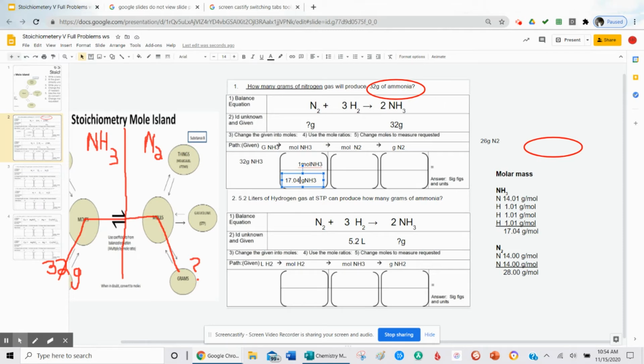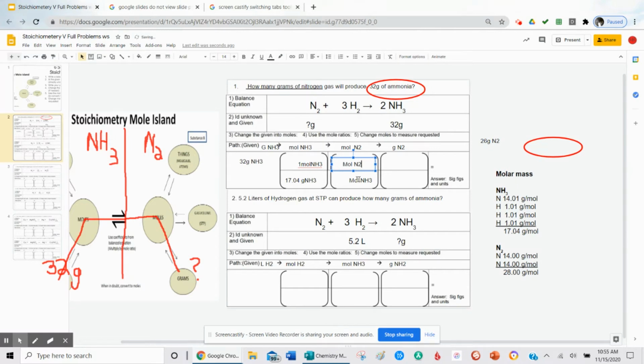So now I'm going to go to moles of nitrogen gas. So how do I get rid of moles of ammonia? I put it on the bottom. So we are going from moles of NH3, and notice that cancels that out. And on top here, I'm going to moles of nitrogen gas.